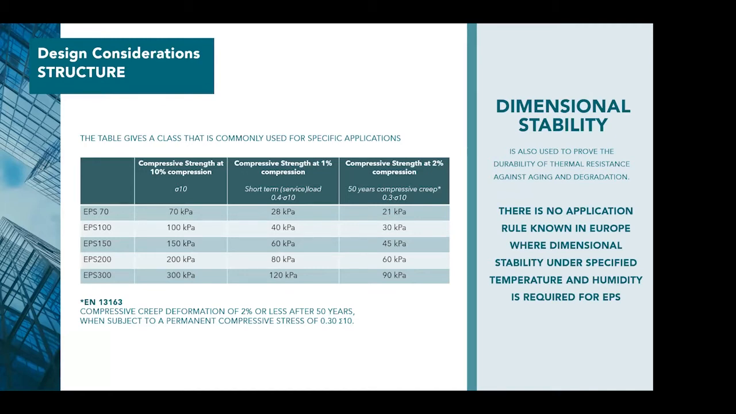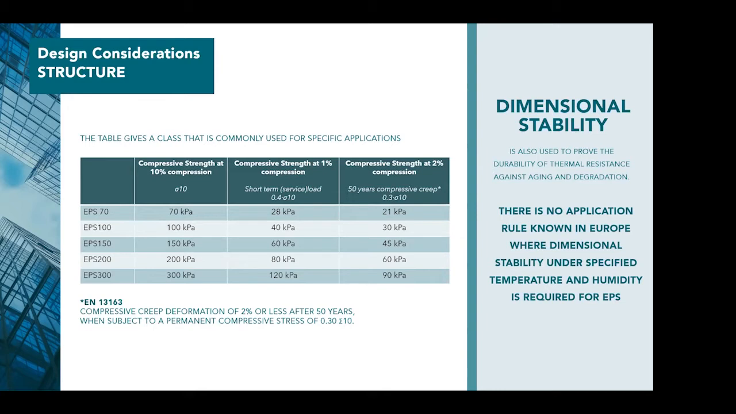So these are the different types of EPS: 70, 100, 150, 200, 300. These figures at the end basically refer to the compressive strength of the material at 10% compression. So EPS 70 is 70 kPa to make that material compress by 10%. If you had 100 mil thick, that's the amount of pressure that it would take to bring it down to 90 mil, so compressed by 10 mil.